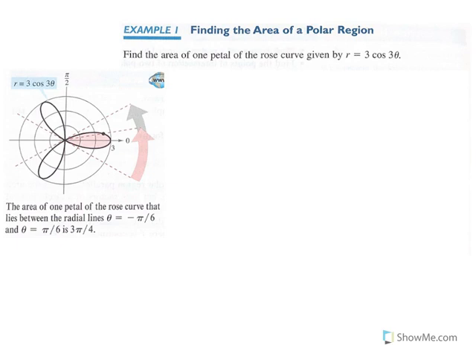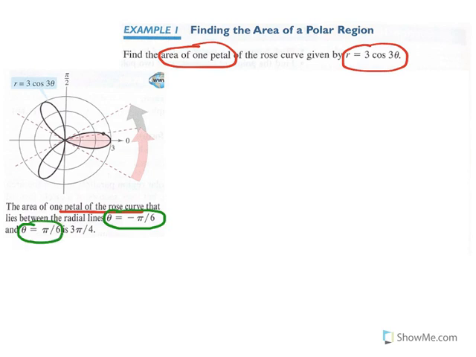So here we have the graph of our polar equation giving us a rose curve with 3 petals. And it's only asking us to find the area of one of those petals. So it says here, the area of one petal of the rose curve that lies between the radial lines theta equals negative pi over 6 and positive pi over 6 is 3 pi over 4. This is, of course, the answer to the problem, and we'll look at how we get that. But we need to begin by thinking about why these are the correct limits of integration.